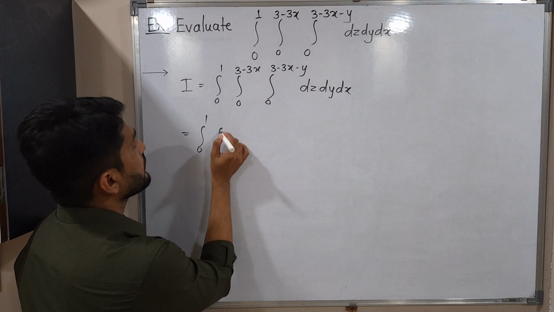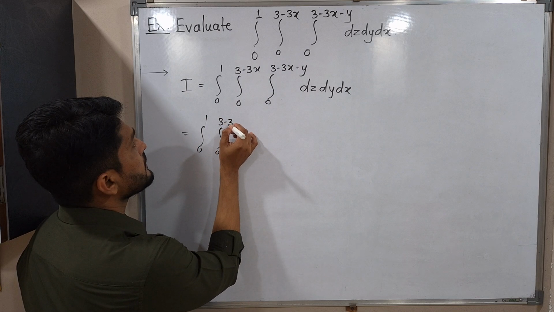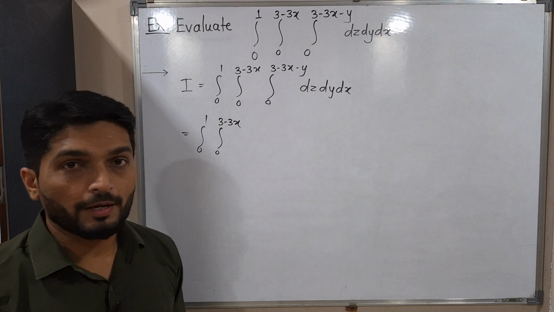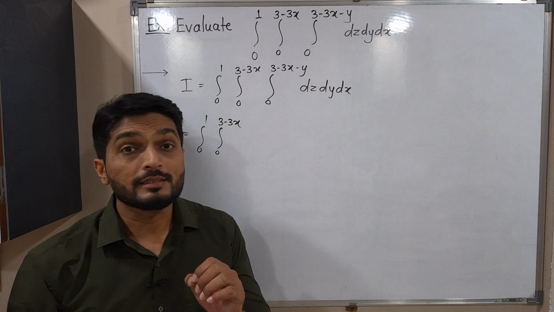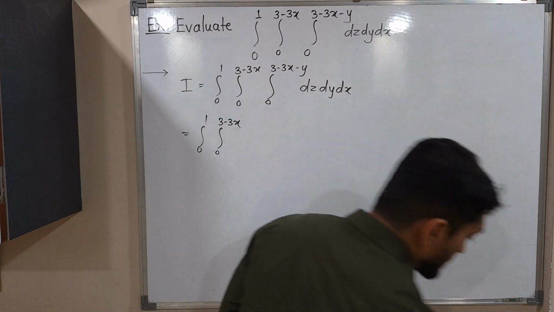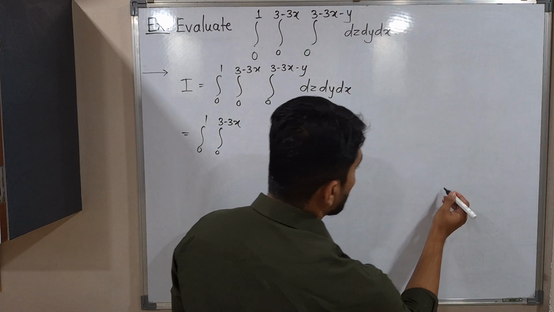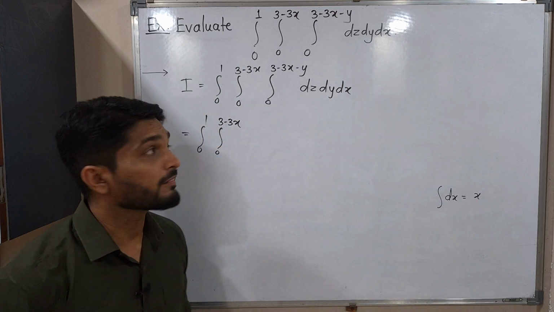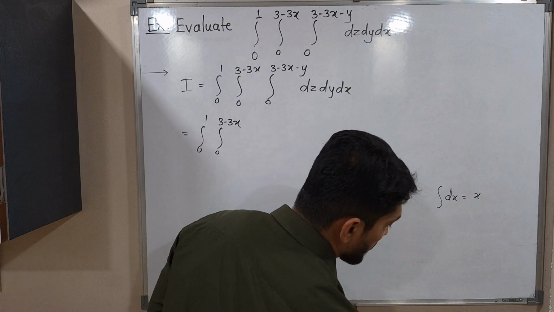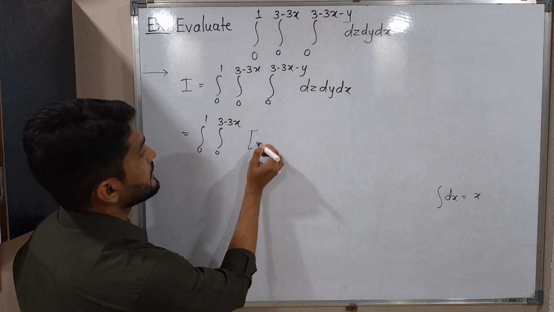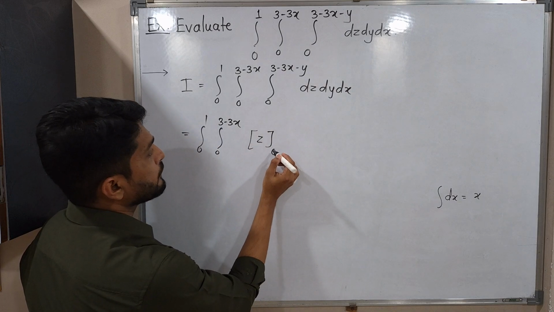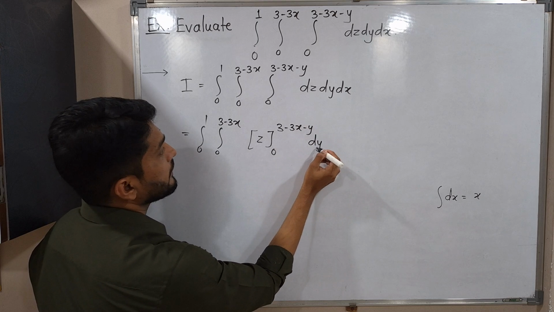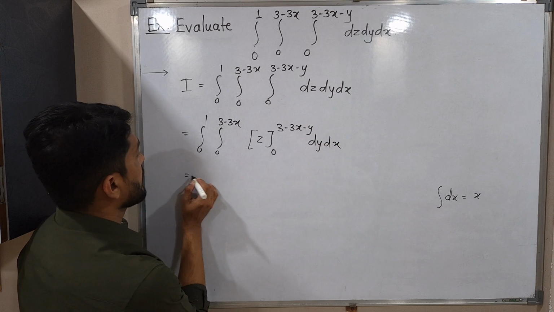Integration 0 to 1, 0 to 3 minus 3x. We are solving the inner integration, which is with respect to z. What is integration of dz? Z only, right? Just like integration of dx is x only. Similarly, integration of dz is z only. So let me mention here z. Whatever the lower limit, we should write upper limit 3 minus 3x minus y dy dx.